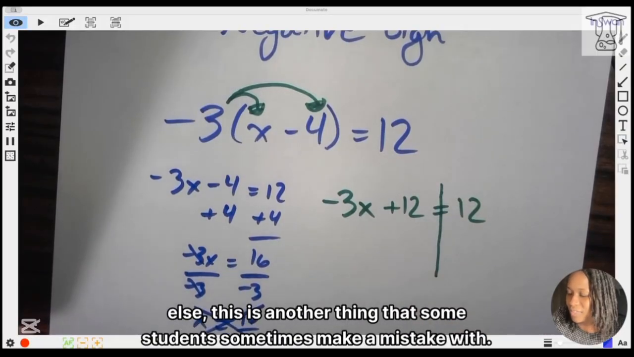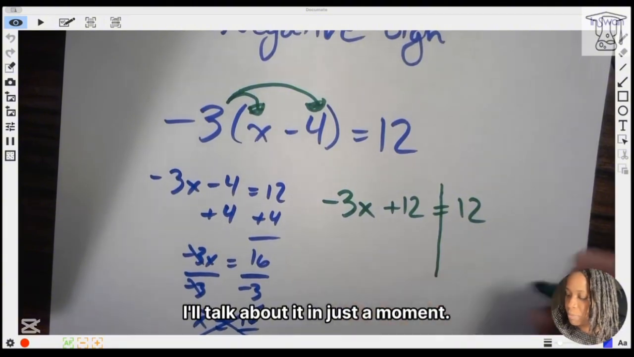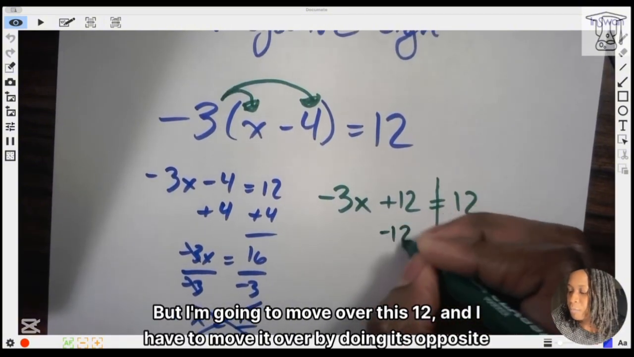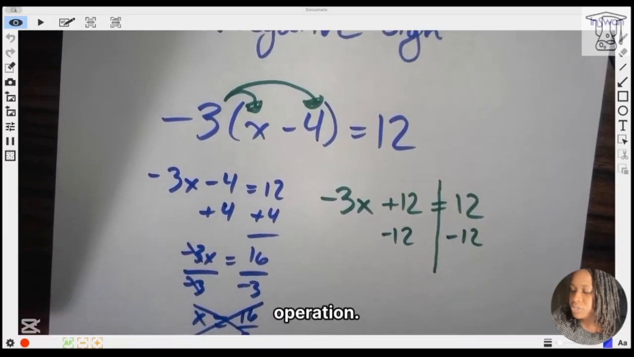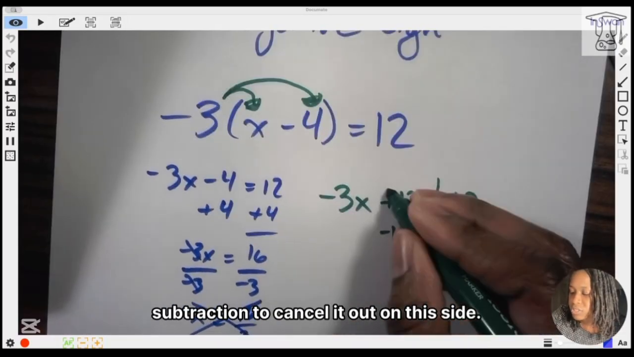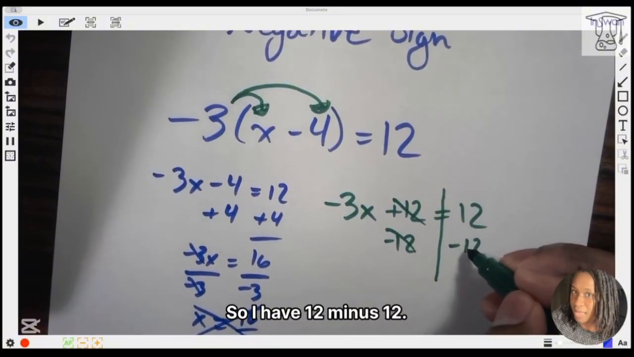This is another thing that some students sometimes make a mistake with. I'll talk about it in just a moment. But I'm going to move over this 12, and I have to move it over by doing its opposite operation. So if addition is occurring over here, I'm going to do subtraction to cancel it out on this side. So I have 12 minus 12.